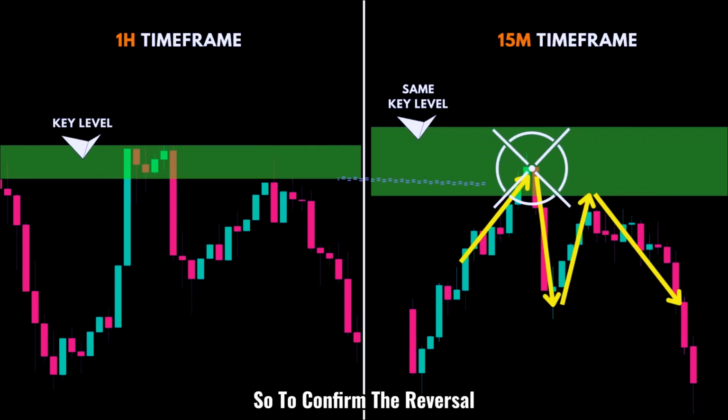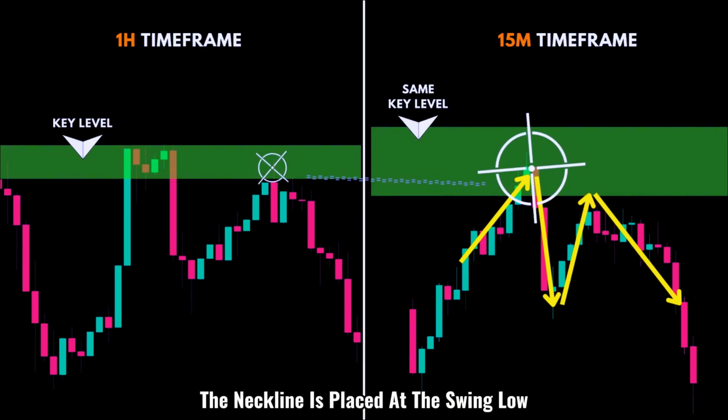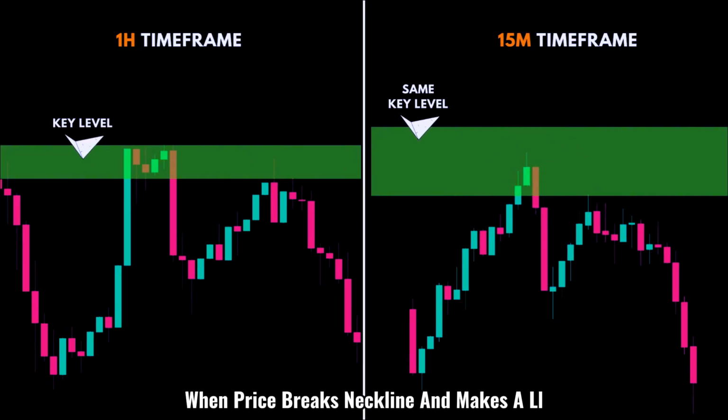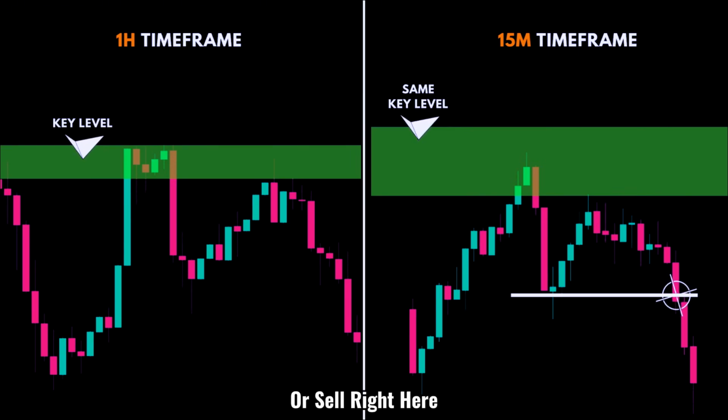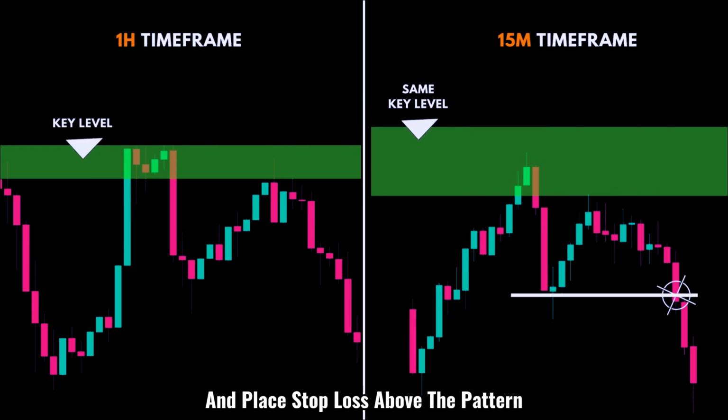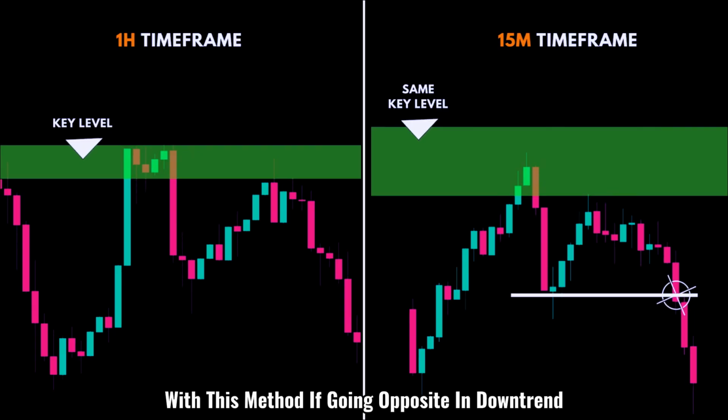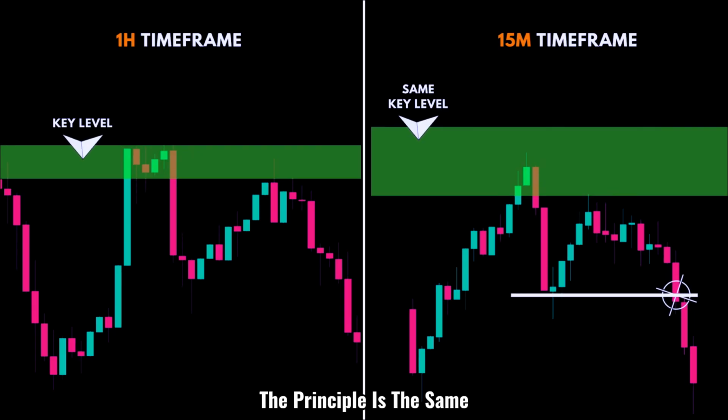So to confirm the reversal, the neckline is placed at the swing low. When price breaks the neckline and makes a lower low, the trend change has been confirmed. At this break you move to a shorter frame to find a sell, or sell right here and place stop loss above the pattern. With this method, if going opposite, in a downtrend, the principle is the same.